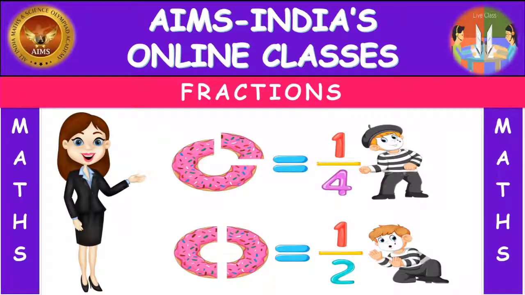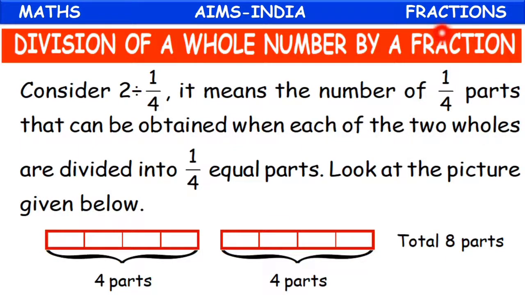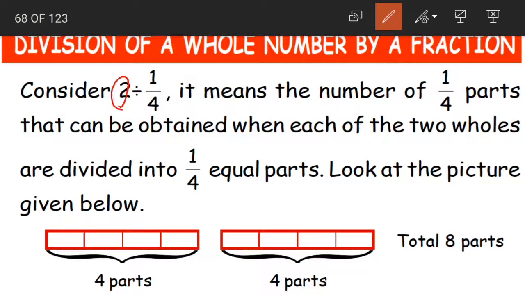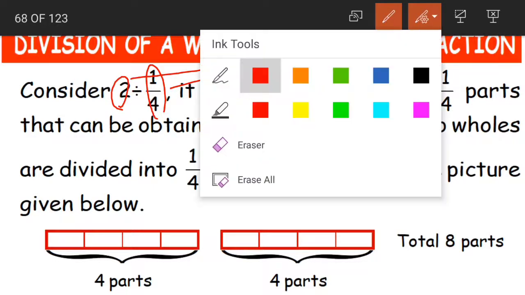So we were discussing the chapter fractions. From fractions, in today's class we shall learn about division of a whole number by a fraction. Okay children, till now we have learnt about addition, subtraction and multiplication of fractions. Now let us look at division of a whole number by a fraction. Consider 2 divided by 1 by 4. Here 2 is our whole number, 1 by 4 is our fraction.